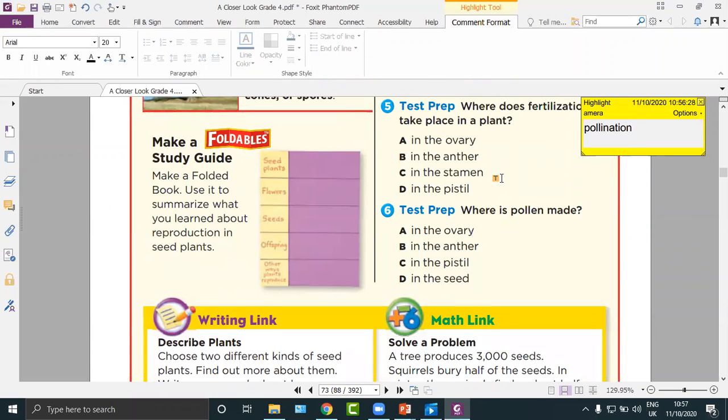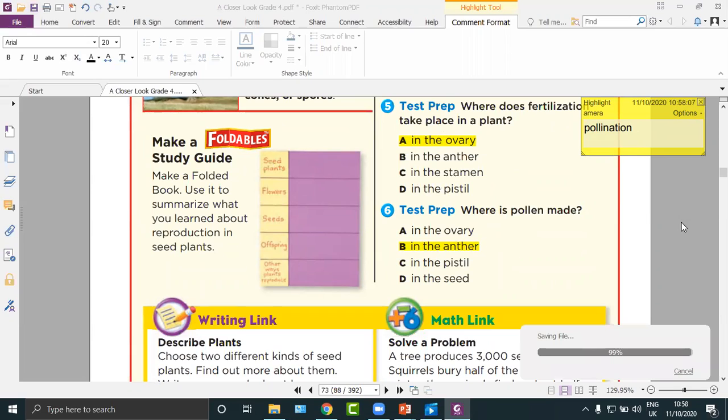Number 5. In the ovary. Number 5, the first one. And the second one. Number 6 is B. Transfer the answer. I did them. Okay.